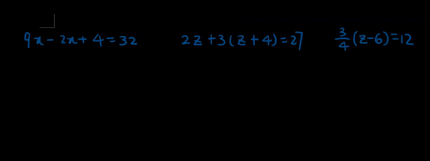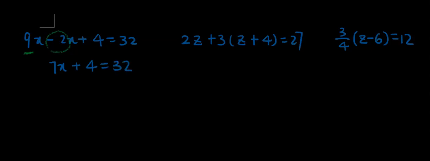Welcome back. In this lesson, we're going to practice how to solve multi-step linear equations. Let's look at the first one. We have 9x minus 2x. These two are called like terms. So what is 9 minus 2? That gives us 7x. Copy down the rest, called rewrite.